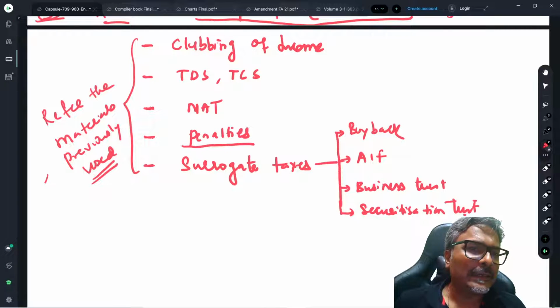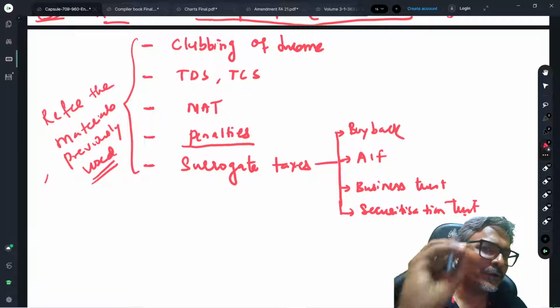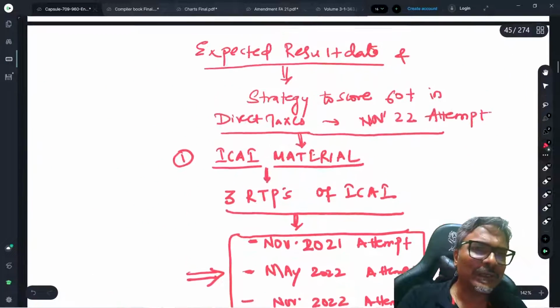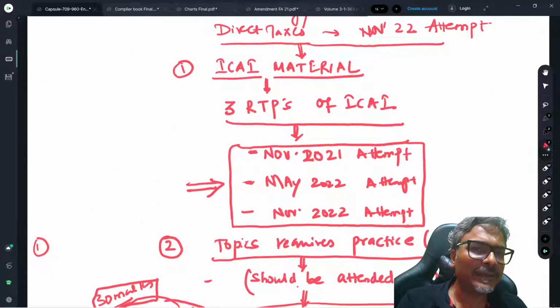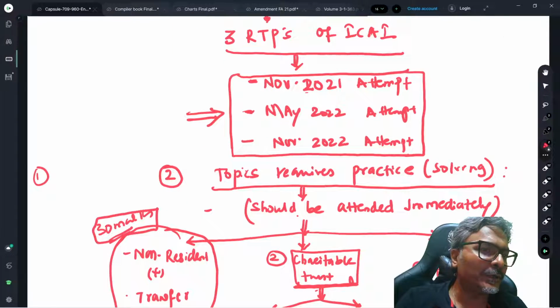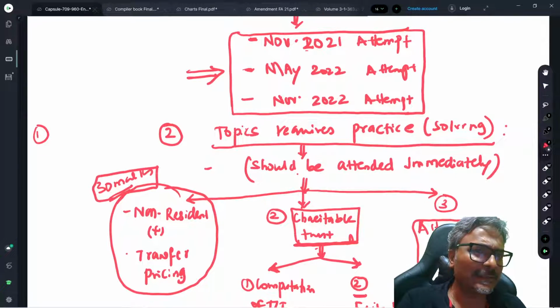Okay. Again, I'm pointing out the 3 things. Students, what are the 3 things that I've told you right now? First one, the 3 RTPs of the ICI. This is the ICI material you have to refer: November 21, May 22, November 22. ICI material you will have to refer in this case. Is that clear to all of you?